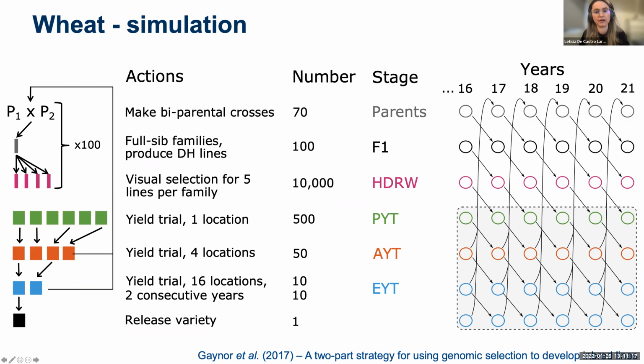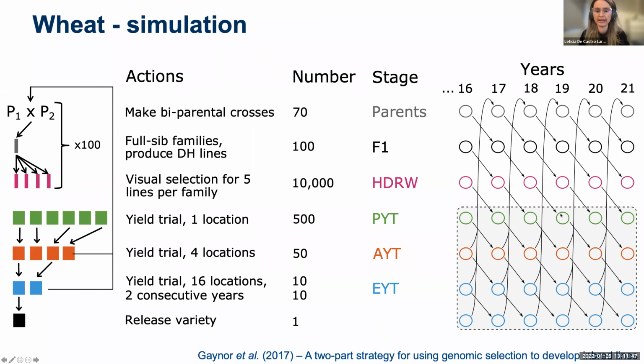Here, for example, in year 19, we have 7 breeding cycles occurring at the same time, with each one of them in a different stage of the breeding program. So what we are calling here a breeding cycle is basically this diagonal line here, where we have the parent in 1 year, which generated the F1 in the next year, and so on.